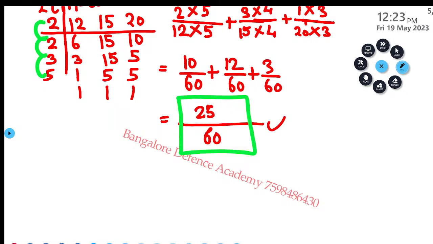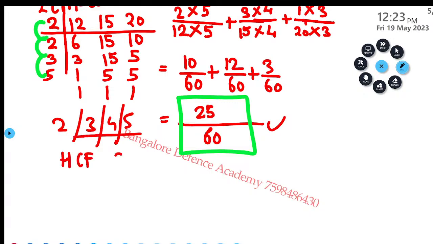Now one more thing. Students don't know what table they should use. Should I divide by 2, or by 3, or 4, or 5? They don't know what to do. So the thing is, you have to find the HCF. Now look at this. The numbers are 25 and 60. So find the HCF of these.